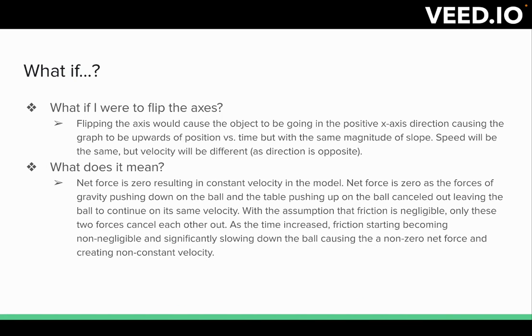What if I were to flip the axes? Flipping the axes would cause the object to be going in the positive x-axis direction, which makes the graph go upwards with the same slope, but in the positive direction instead of the negative direction. The speed will be the same, but the velocity will be different as the direction is opposite. So what does it mean?